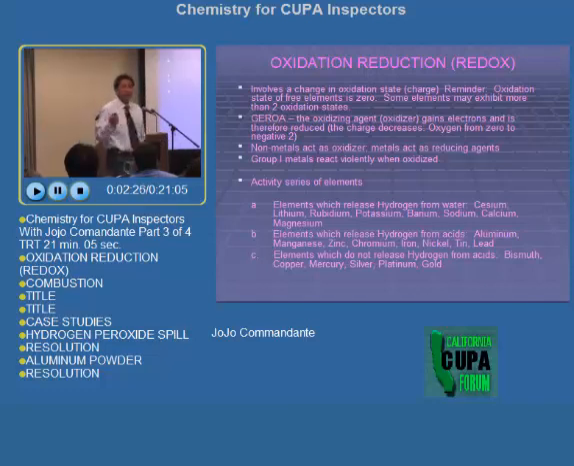Activity series of elements. This is also nice to know as CUPA inspectors, so you know which elements can release hydrogen from water. Keep this in mind: cesium, lithium, rubidium, potassium, barium, sodium, calcium, magnesium. They release hydrogen from water. That means you don't add water to these metals, okay?